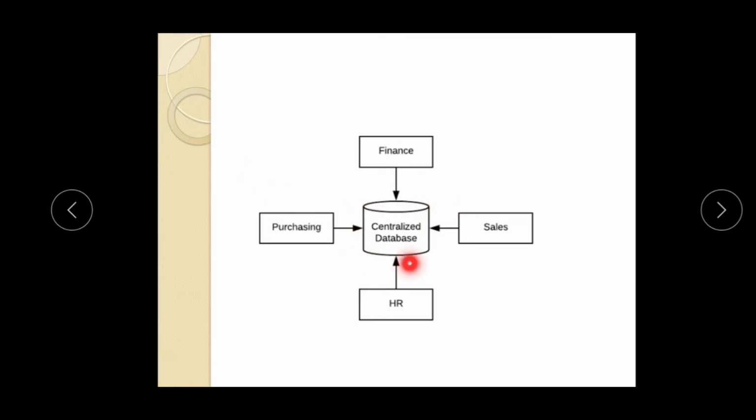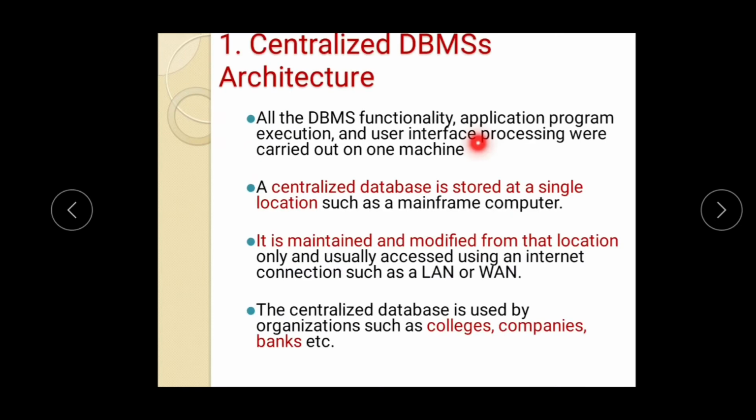So the centralized database is actually a computer. This is a computer. It will be a mainframe computer, or a large server. Server means only a computer itself. So this computer can process all that information. All the application programs related to DBMS and everything will be stored in that machine. Interface processing is carried out in one machine.